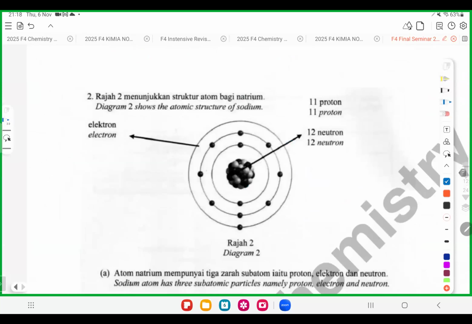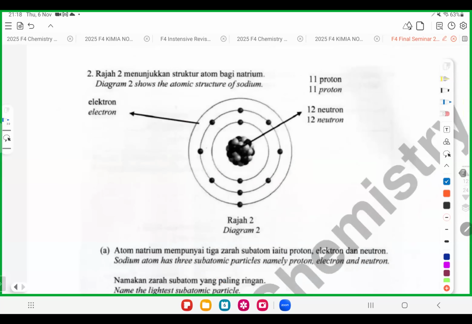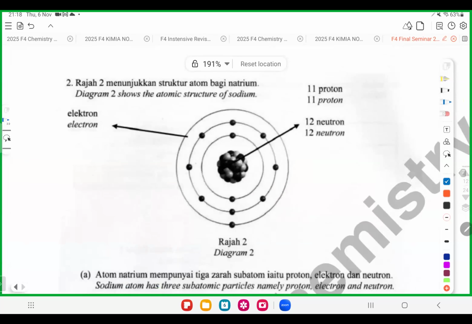Okay, one more. Let's talk a little bit about this. This is atomic structure, something in your Form 5 Chapter 2. Still Form 5 Chapter 2, we have not even gone to the hard chapters.